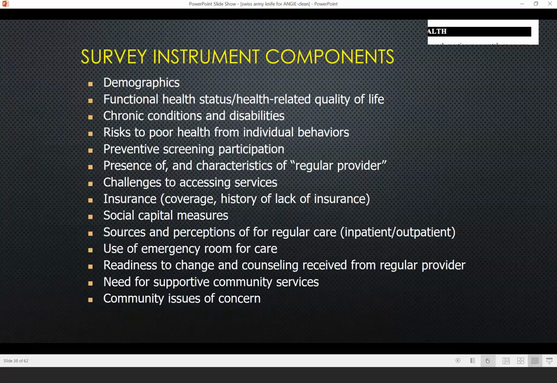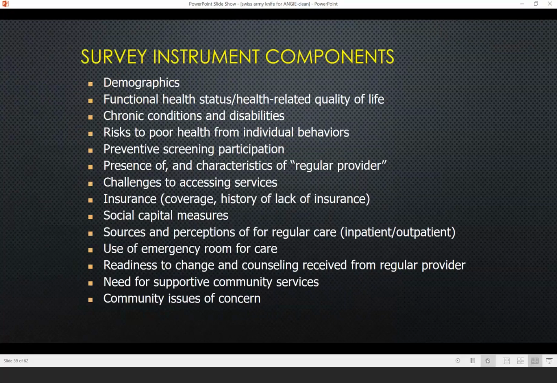So some of the topics you might want to look at are not only the demographics of the population at large, but particular groups, things like functional health status. We obviously do want to know people's chronic conditions and disabilities, their risk factors, their preventive screening participation. Do they have a regular provider? What are their challenges to accessing services? What kind of insurance coverage do they have? What's the social capital of the environment they're a part of? That's where these social determinants come back in.